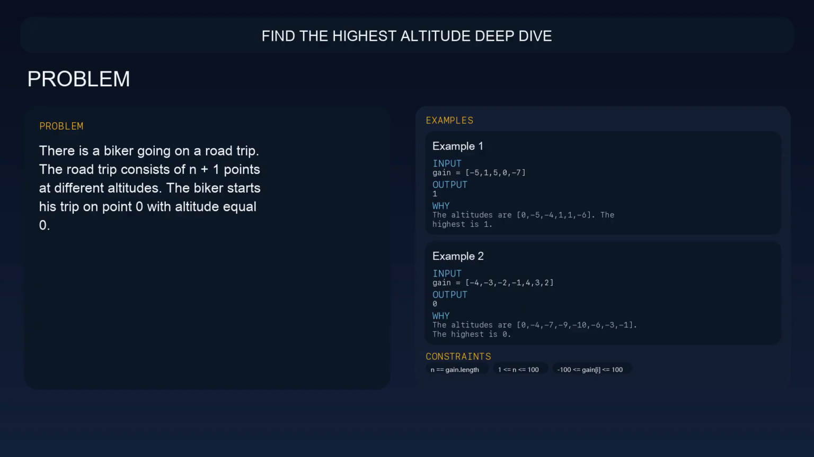The important sizing limits are n equals gain.length, 1 ≤ n ≤ 100, and -100 ≤ gain[i] ≤ 100.